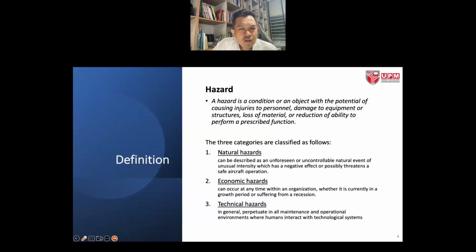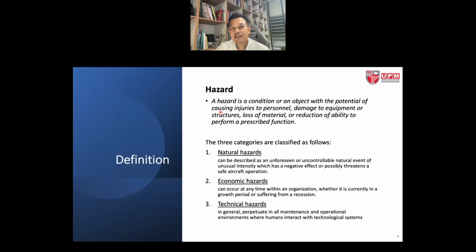Right. Let us look into the definitions. Some of the terms that we need to really understand in order for us to go into the topic of aerospace industry risk management. The first one is hazard. What is hazard? Okay, you can always look into a dictionary or any references, but the one being shared here is taken from the syllabus, right?